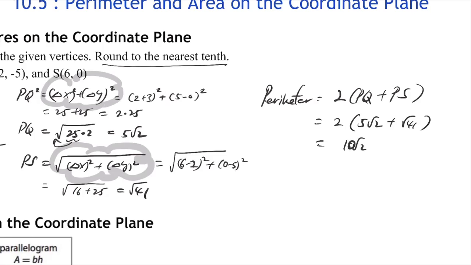Oopsie. Let me write a little neater. 10 root 2 plus 2 root 41. To get this answer, I would prefer to see this answer right here, guys. And even when they're asking for the rounded answer, I like to see the radicals first. Putting that into the calculator, it should come out to 26.9.